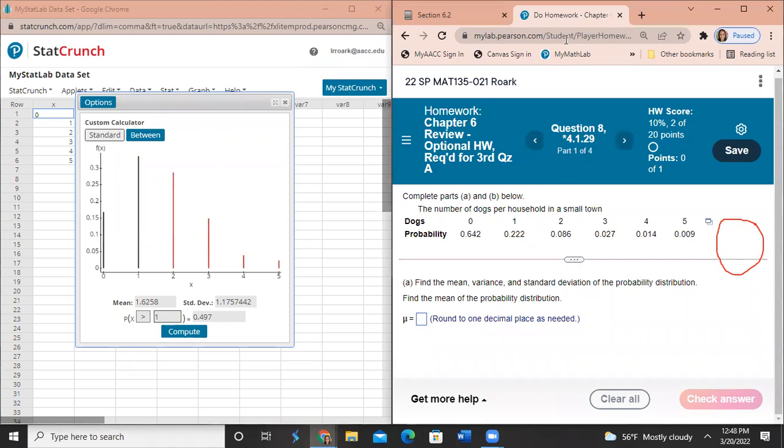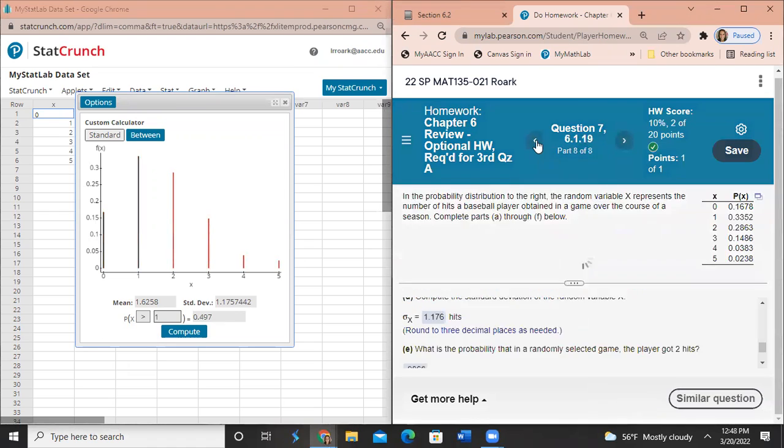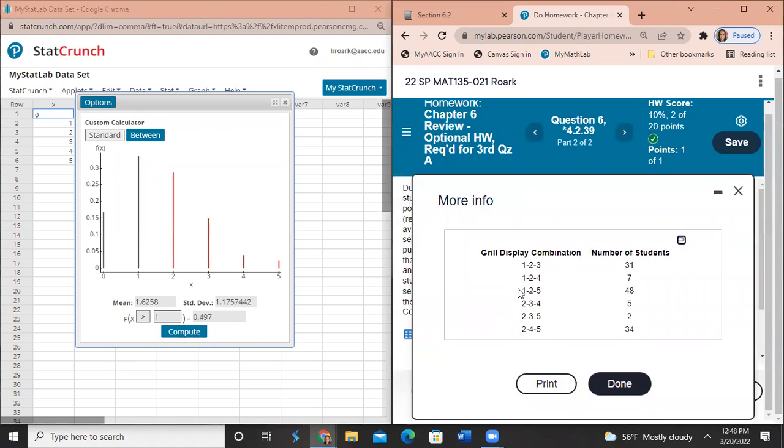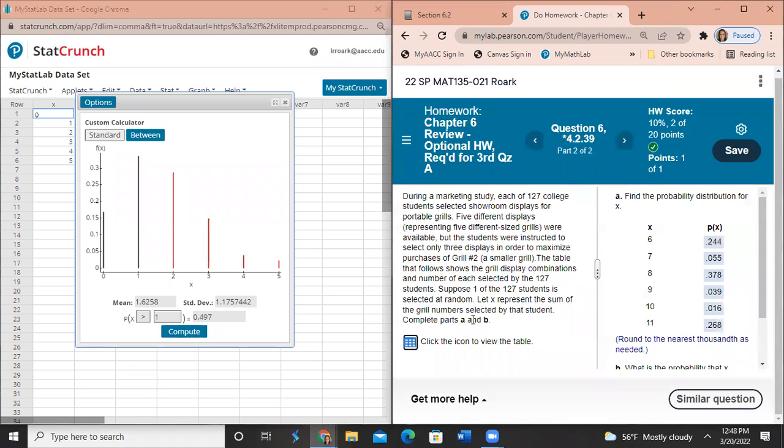So I hope that helped a little bit. Again, 6 was a doozy because you weren't given the probabilities, so you had to calculate them. Plus, it was worded weird with this grill display combination. And they kind of sneak in there at the end that X has to be the sum of the grill numbers, but I don't know, it just doesn't seem very intuitive.